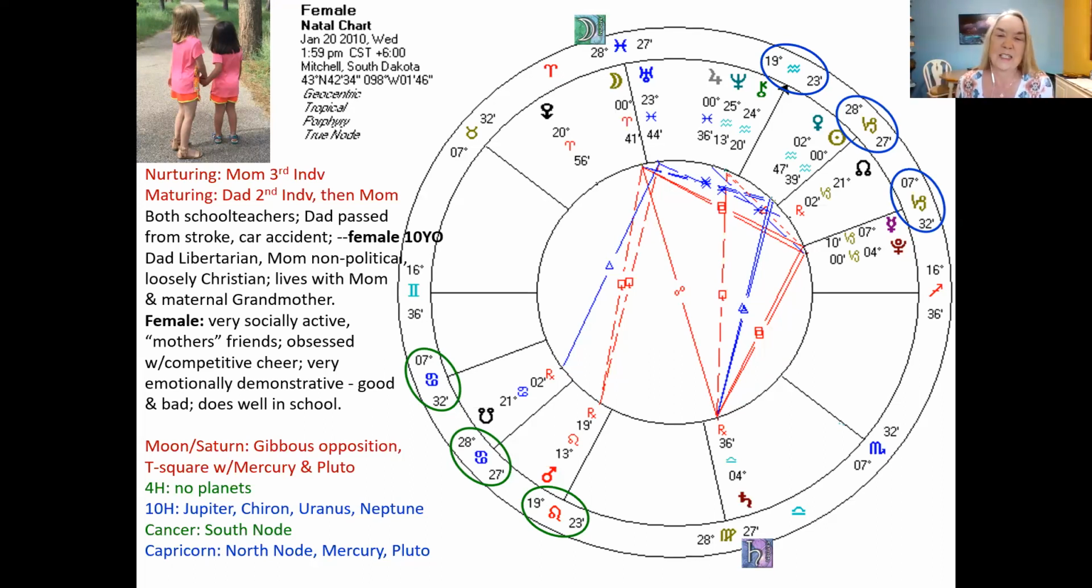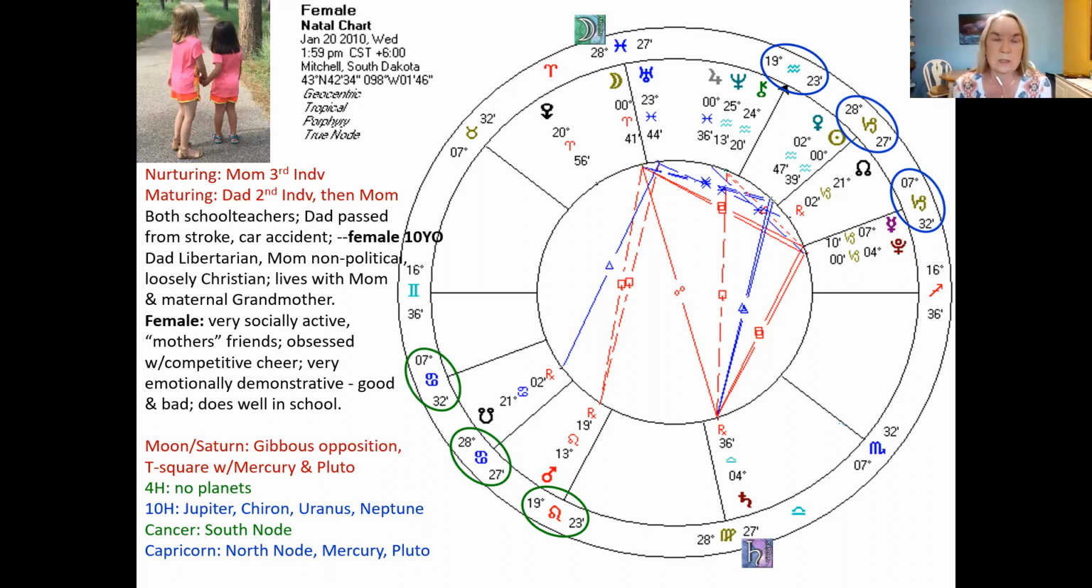And so the first one that we're going to look at, if you can see my arrow, I'll just stay with the arrow, is our little blonde here. These 2 are actually second cousins, but they have been raised almost as siblings. They have known each other their whole life. We're going to look first of all at our little blonde that you see on your left-hand screen. The nurturing parent was mom, and she's third individuated. The maturing parent was first of all dad, who was second individuated, a libertarian rebel.